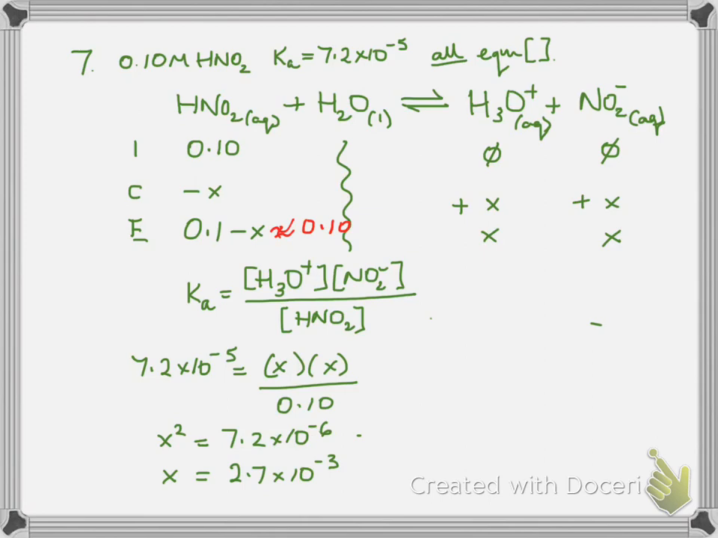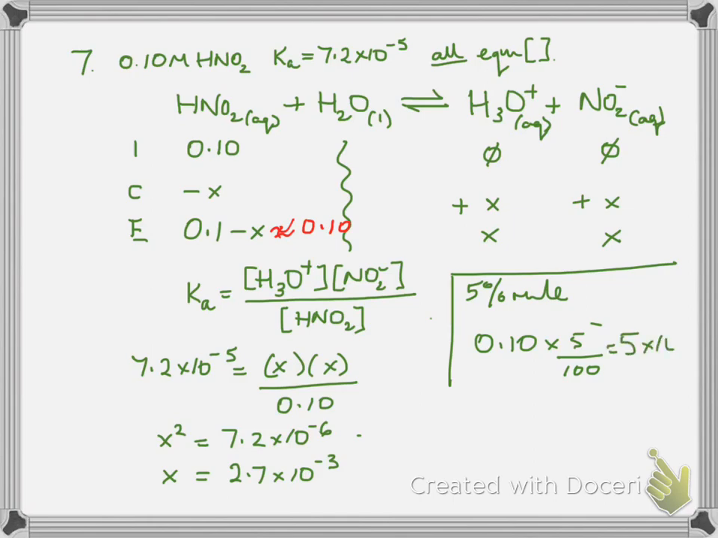Now remember, we have to check the 5% rule. So let's put that over this side in a box here. For the 5% rule, we need to take the original concentration and multiply it by 5 over 100, and that gives us 5 times 10 to the negative 3. So comparing that to our answer of 2.7 times 10 to the minus 3, x is obviously smaller, so the approximation is okay.